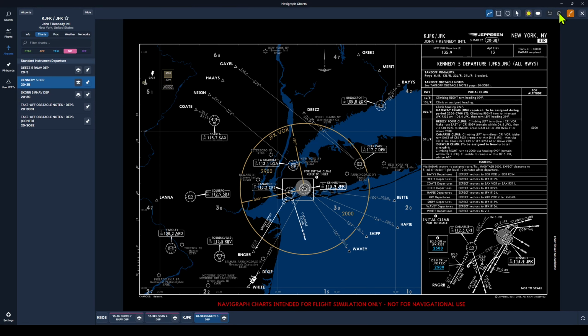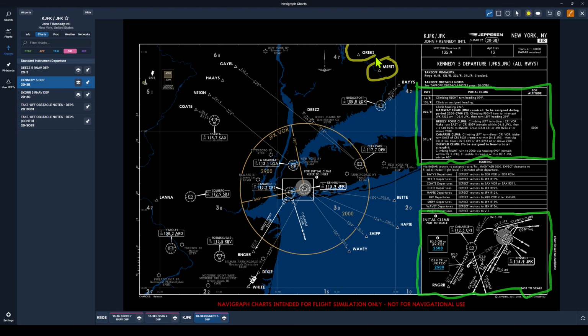We have the runway-dependent initial climb segments. The map representation is down here, and their textual representation is up here. Then we have some solitary waypoints like Merritt and like Gerke.